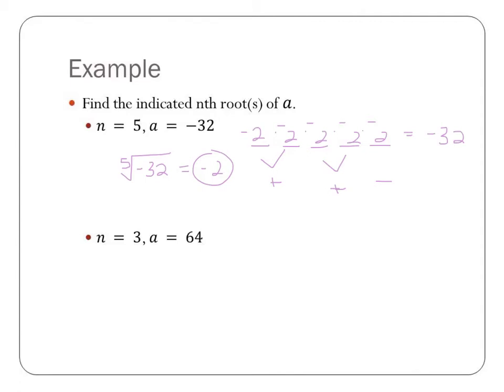So what about the cube root of 64, which we actually already talked about, right? The cube root of 64 is 4. Okay, because 4 times 4 is 16, and 16 times 4 is 64. And your calculators will do this for you. If you don't know how, please ask when you're in class.